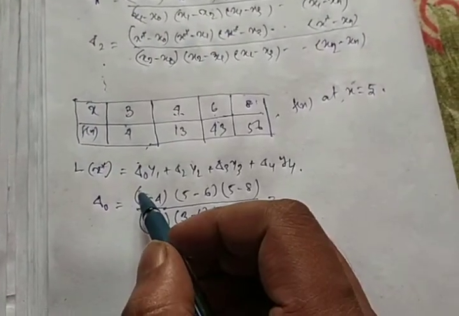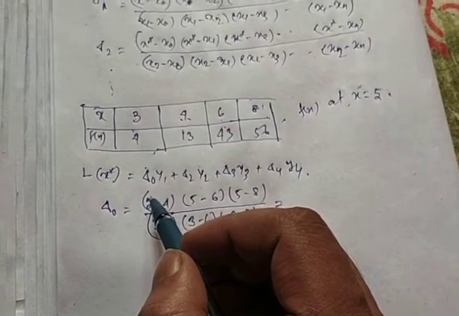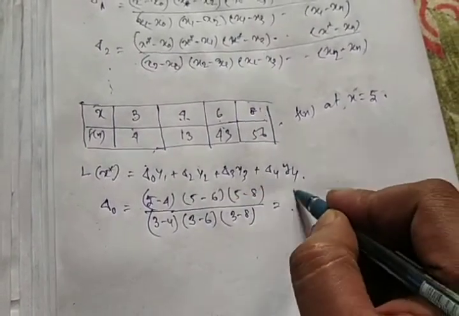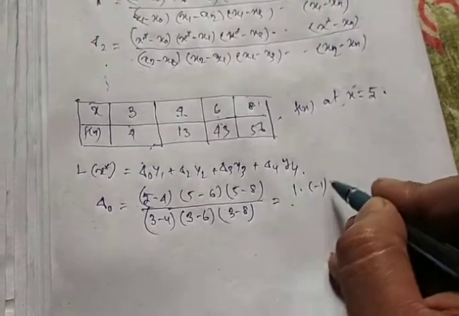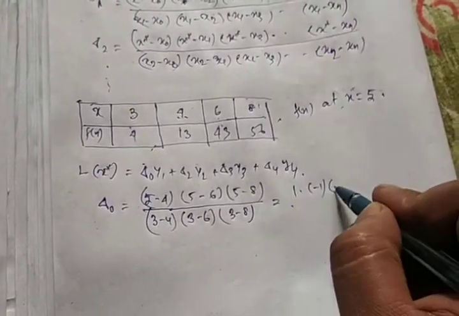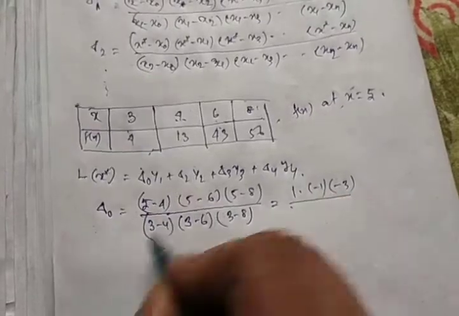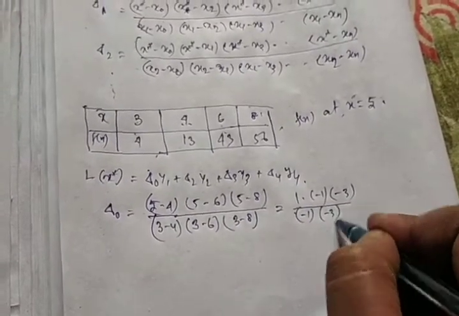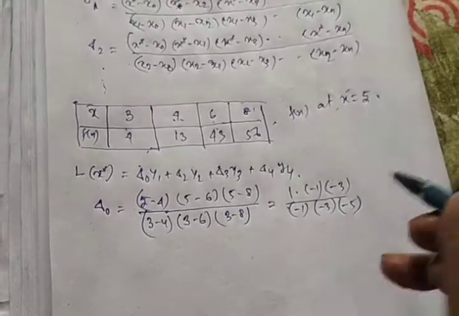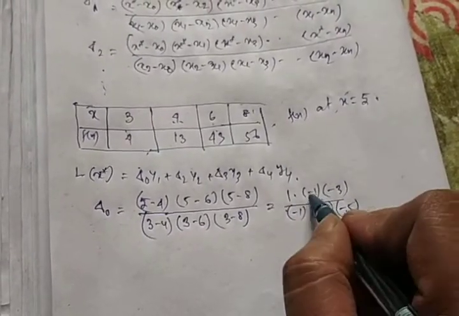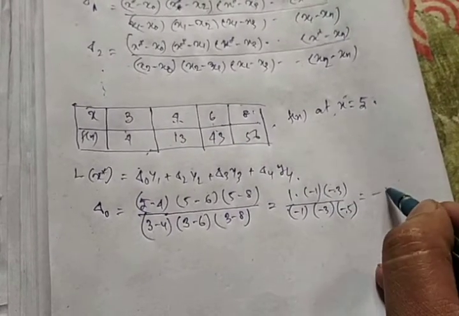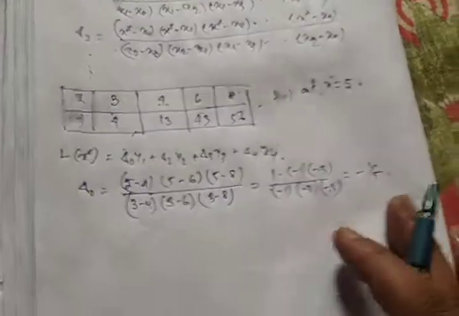So 5 minus 4 is 1, 5 minus 6 is minus 1, 5 minus 8 is minus 3, divided by 3 minus 4 is minus 1, 3 minus 6 is minus 3, 3 minus 8 is minus 5. Okay, so here negative, this is positive, so positive, negative, 3 will be cancelled out, so we will find only 1 by 5. Okay, we will find minus 1 by 5.